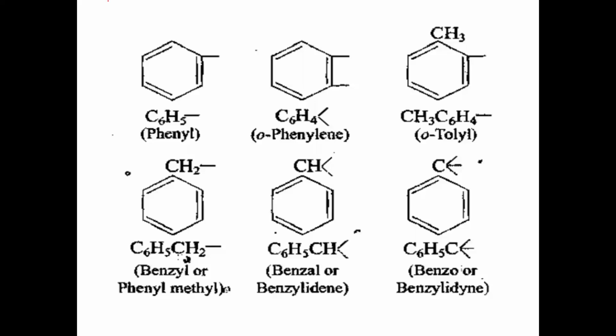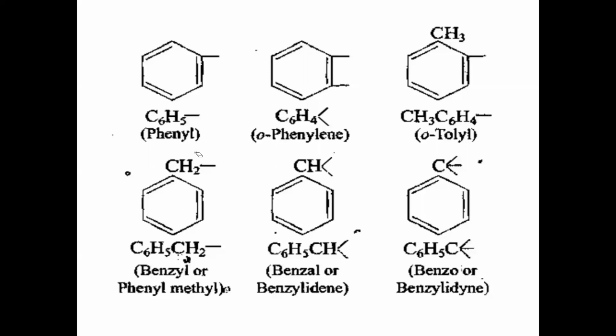Hello everyone. In the previous class we discussed the nomenclature of aromatic compounds. Today we continue with the same. These species we have already discussed: phenyl, orthophenylene and orthotoluene. Next, benzyl, benzol and benzo.